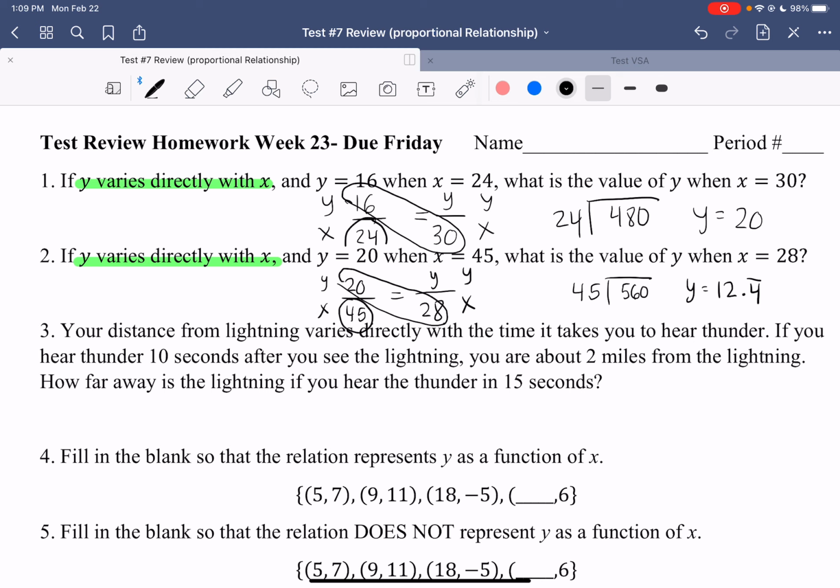All right, on the next one, we have your distance from lightning varies directly. Okay, again, there's our green light, varies directly, means it's proportional, growing at the same rate with the time it takes you to hear thunder. If you hear thunder 10 seconds after you see the lightning, you are about 2 miles away from the lightning. How far is the lightning if you hear the thunder in 15 seconds? So I'm going to set up my proportion.